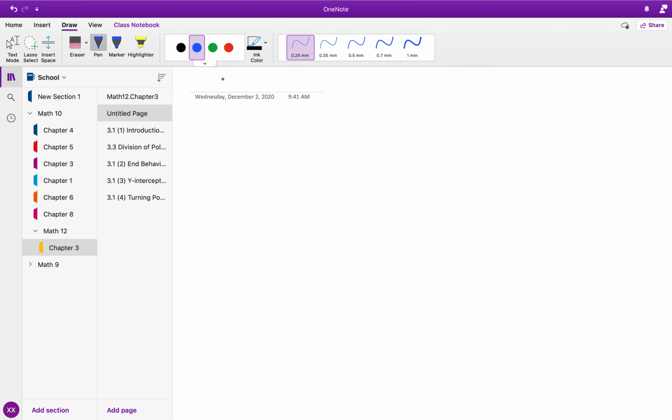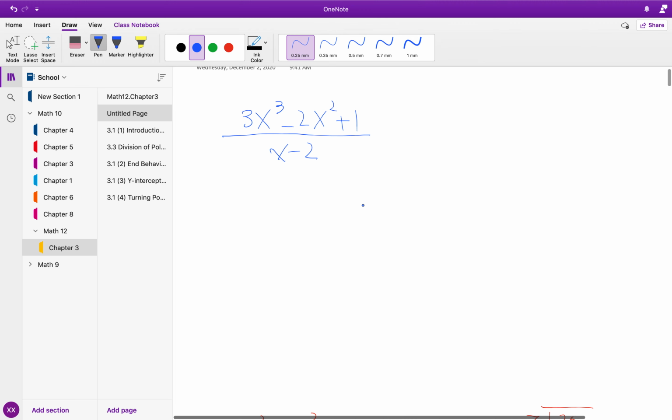I use a blue color. So now, for example, I go back to the example that I just wrote out. So this is 3x to the power 3, subtract 2x to the power 2, plus 1. And this is divided by x minus 2. As I said, because we cannot cancel anything, we don't know what to do. Okay, well then we just do long division.